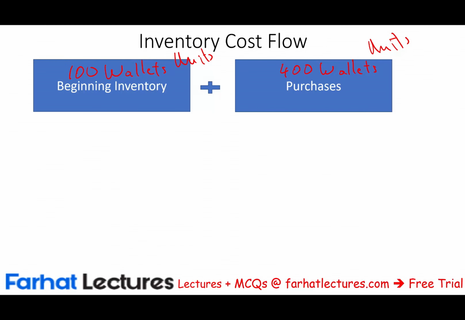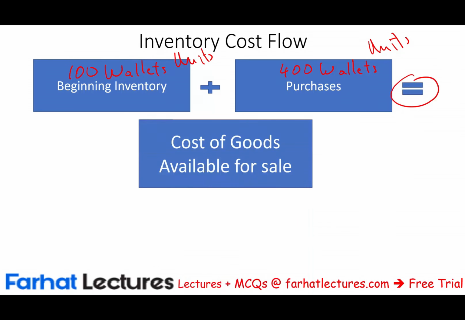Now, when you take beginning inventory plus purchases, this will give you something we call cost of goods available for sale. In our situation, since we're keeping track of units, it is units of goods available for sale. If I ask you right now, what is our units of goods available for sale? You know it. 500 units, 500 wallets.